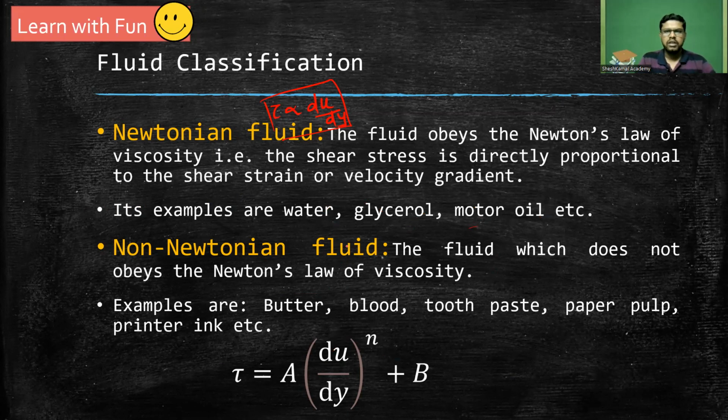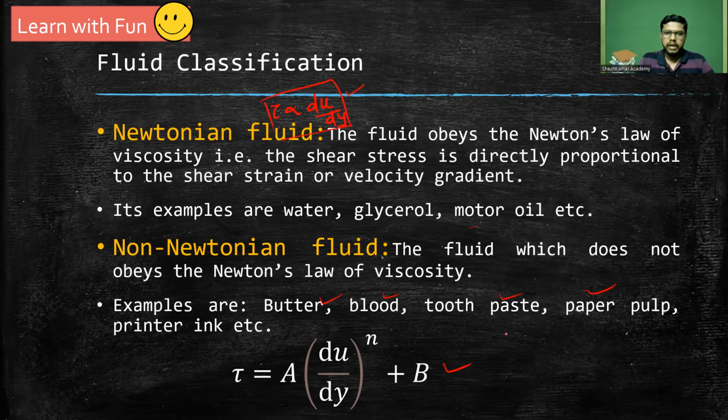Then non-Newtonian fluid: the fluid which does not obey Newton's law of viscosity, we call it a non-Newtonian fluid. Means the relation from Newton's law of viscosity is not applicable to non-Newtonian fluid. The examples of non-Newtonian fluids are butter, blood, toothpaste, paper pulp, printer ink, etc. To represent the behavior of non-Newtonian fluid, we have a relation: shear stress is equal to A (du by dy) raised to power n plus B. These A, B, and n are constants that depend on the flow condition and fluid type.